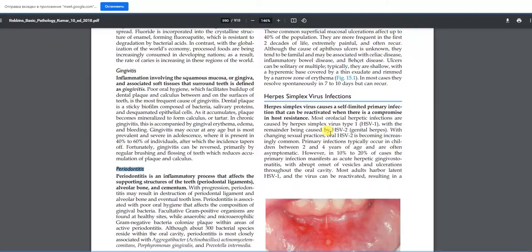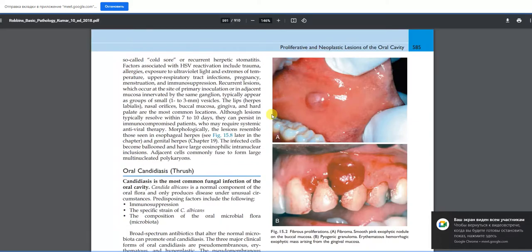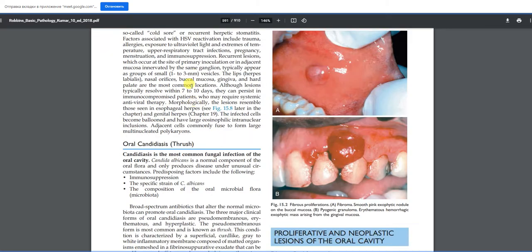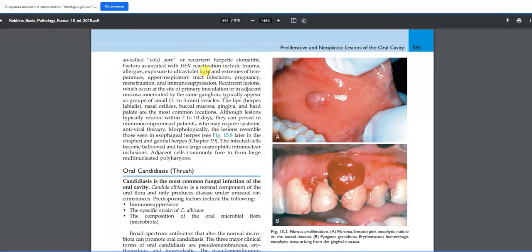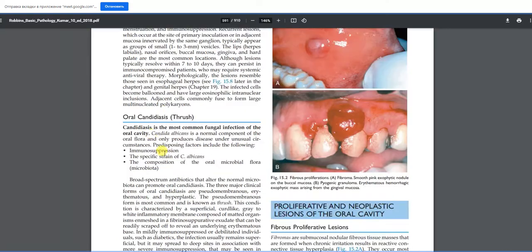Then we have herpes simplex virus infection. Here we don't have an image of it. It's a cold sore, a recurrent herpetic stomatitis. Of course, in dermatology you'll discuss what the herpetic virus is, and it might affect even the oral cavity. Then oral candidiasis, or thrush.